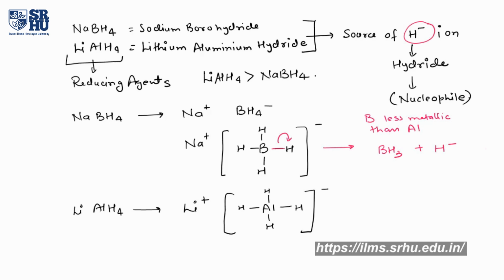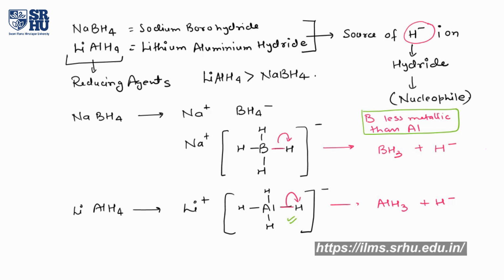electron to hydrogen. In the same way, in lithium aluminium hydride as well, the bond between aluminium and hydrogen will break, and H negative will take away the electrons, and it will form AlH3 and H minus. Now, I have already told that boron is less metallic than aluminium. It means there is a lesser tendency of boron to release H negative ion in comparison to aluminium hydride.